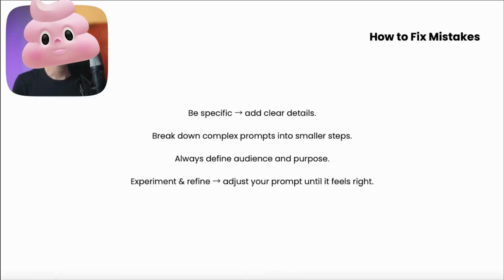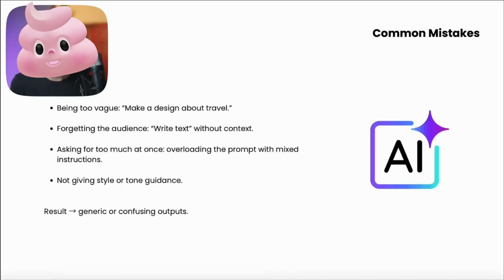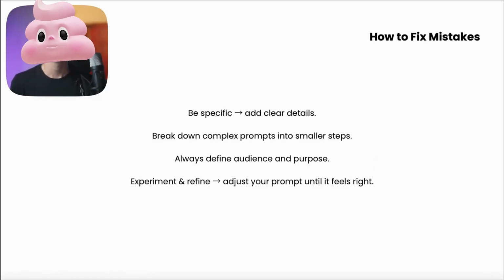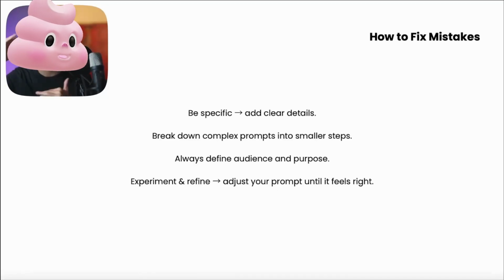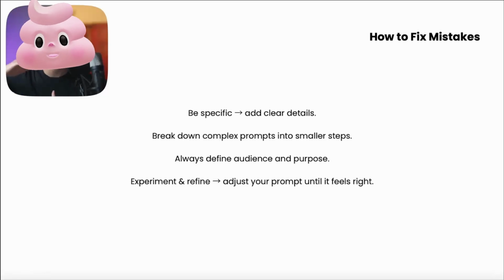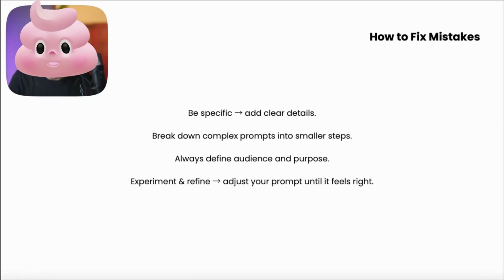So how do we fix these mistakes? How do we not get generic or confusing outputs? The first one is to be super specific. So be specific and add clear details in your prompting. Break down complex prompts into smaller steps. That's one of the most important takeaways that I want you to gain from this lesson right here. The fact that you can break down larger prompts into, again, smaller steps that you can use and engage more with the AI, because at the end of the day, it's free.